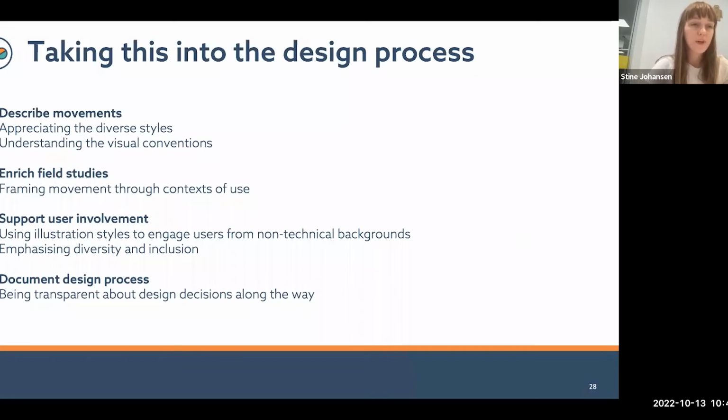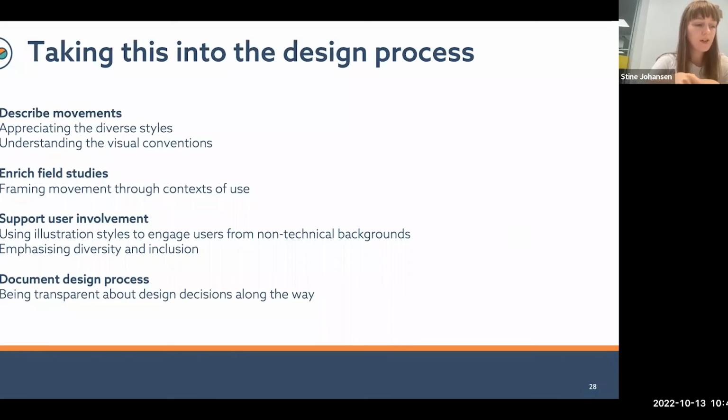So with that, we want to emphasize that there are all of these diverse styles that we hope could be useful in communicating between researchers and between designers, but also understanding those visual conventions that come with each of these styles.